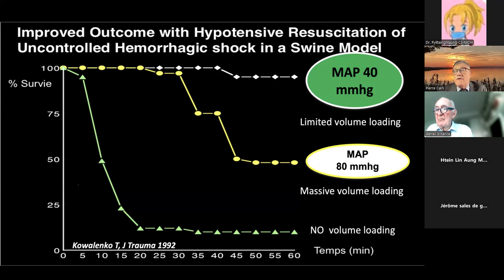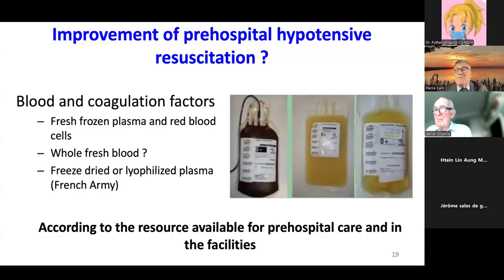If you have an objective that is higher, the result will be poor. And indeed, if you have no objective at all, the patient dies quickly. So you see clearly mean arterial pressure up to radial pulse, and this can be done by anybody in the line. As soon as you can have the possibility to add coagulation factors, that's also an important point.